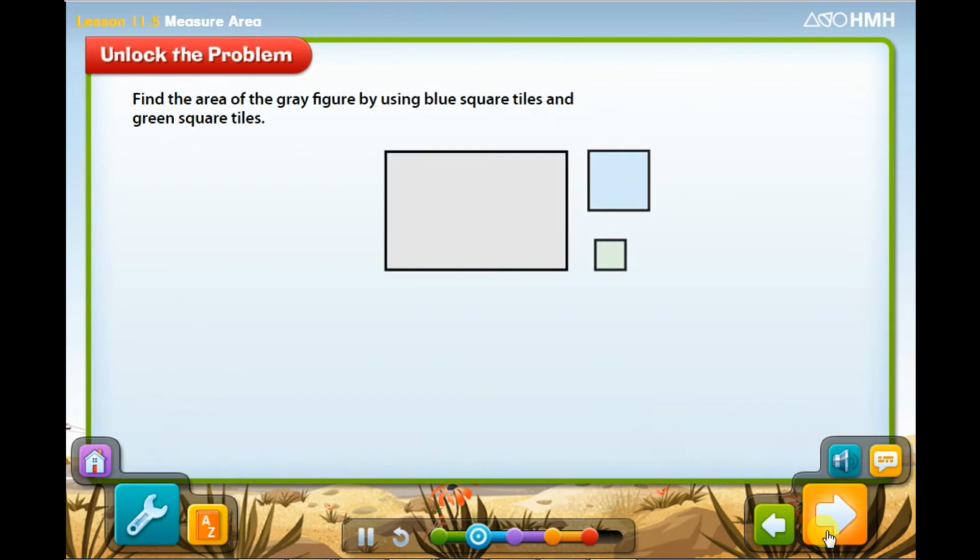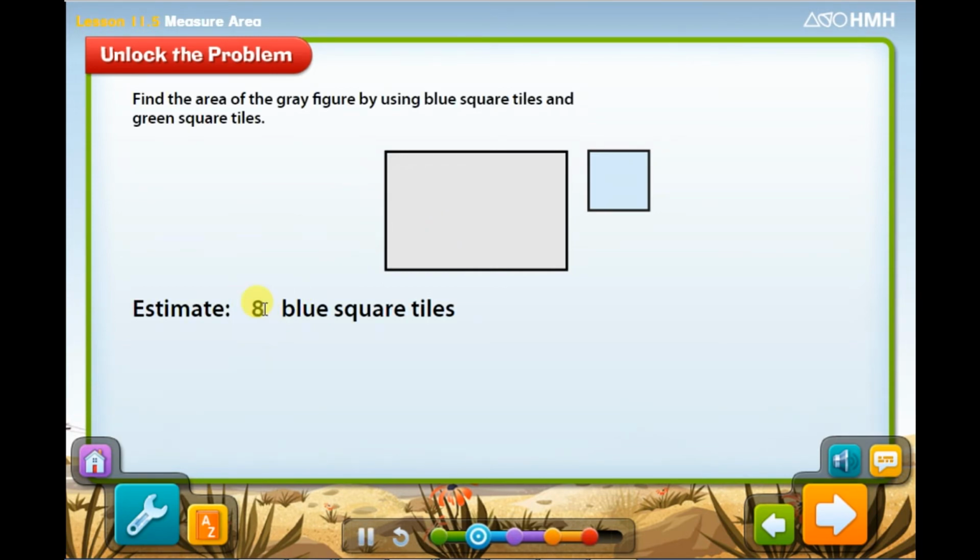Let's find the area of the gray figure, first by using blue square tiles, and then by using green square tiles. Start by estimating the number of blue square tiles it will take to cover the gray figure. Estimate? Just guessing. How many blue tiles can cover this shape? So let's make any guess.